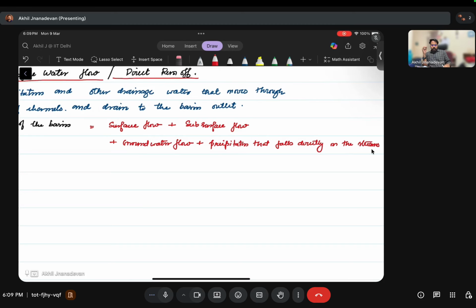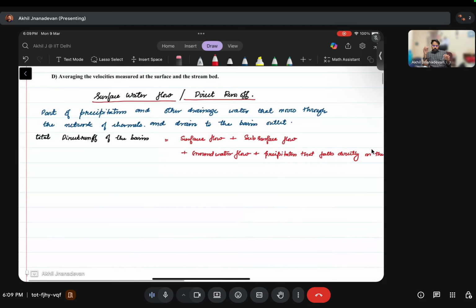So basically, if there is some contribution of precipitation that is directly falling on the streams, that is also a contribution to the direct runoff of the basin. Okay, so this is what we will be looking into. We need all these components.